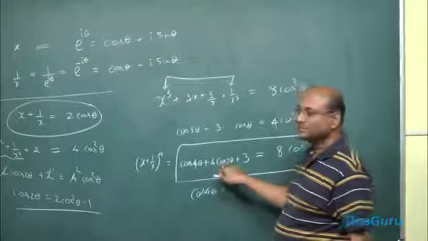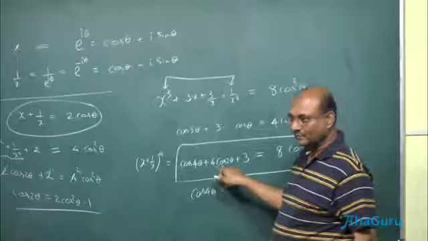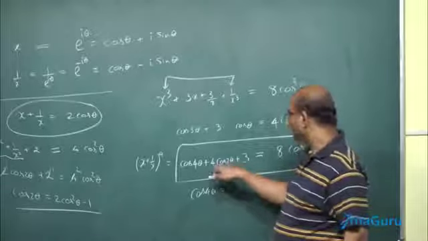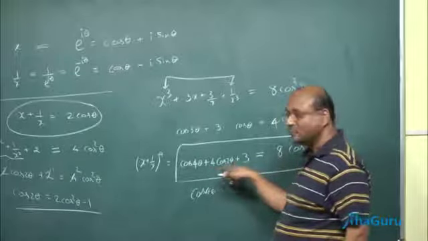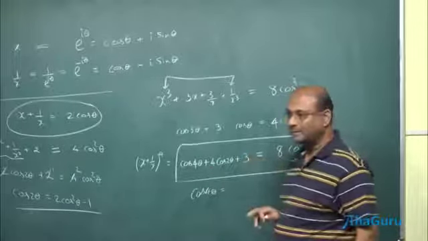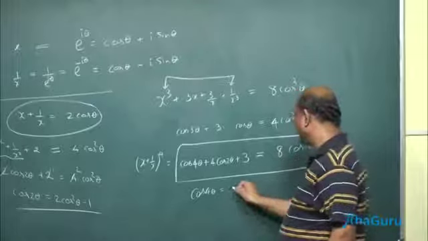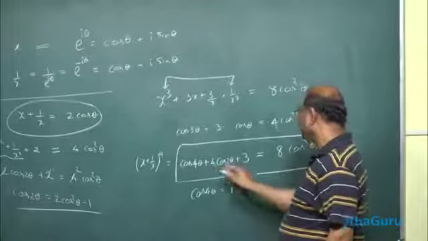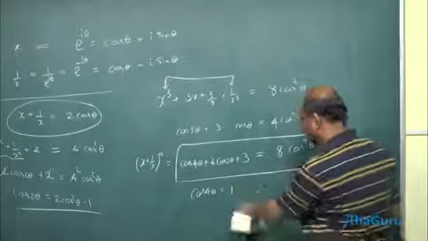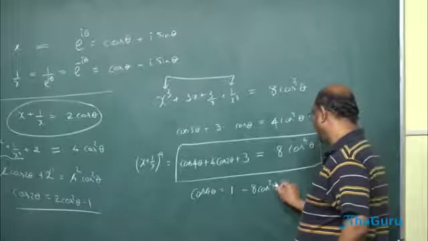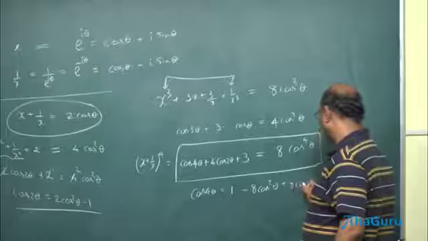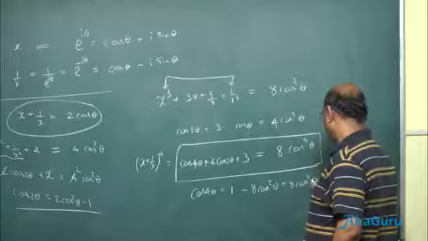You can say, well, this is 2 cos square minus 1. Okay, so this will become 2 cos square means it will become 8 cos square theta minus 4. So minus 4 and 3 will become minus 1. Take it to that side. 1 plus 1 minus 8 cos square theta plus 8 cos power 4 theta.